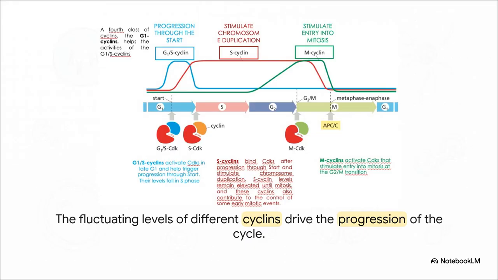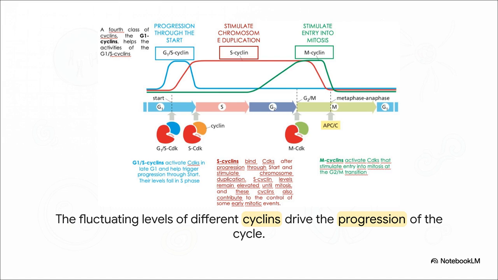The whole system works like a molecular clock, and it's driven by these waves of different cyclins. You can see it on the graph. First, the G1/S cyclin levels peak, and that pushes the cell into S phase. Then, the S cyclins rise to drive the actual DNA duplication. And finally, M cyclin levels build up to trigger mitosis. And once each job is done, that specific cyclin is destroyed, which basically resets the clock for the next phase.